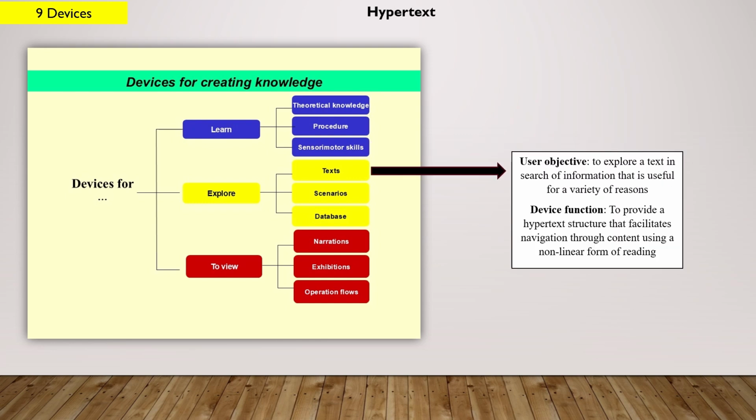Hypertext device. User's goal: to explore a text in search of information that is useful for a variety of reasons. Device function: to provide a hypertext structure that facilitates navigation through content using a nonlinear form of reading.